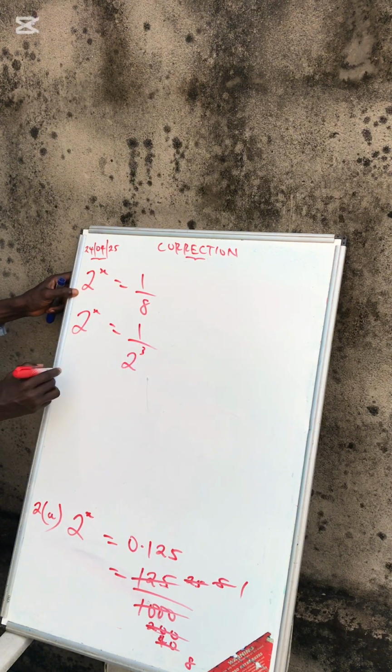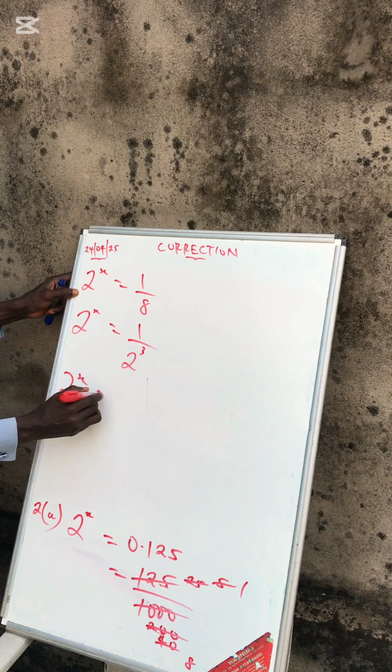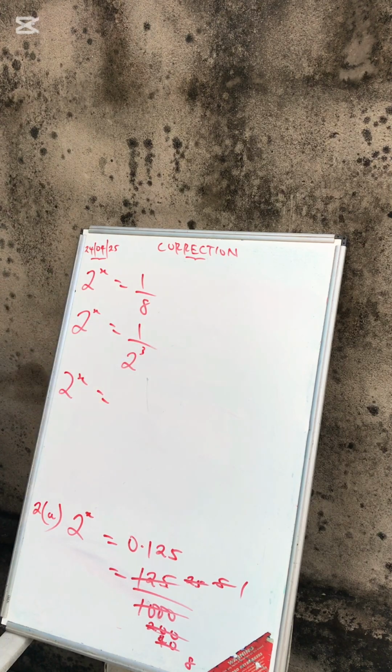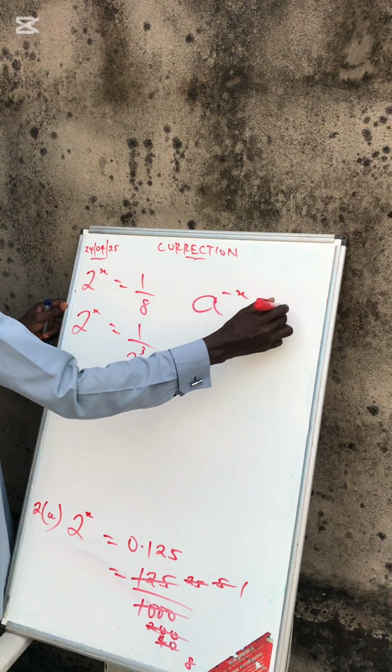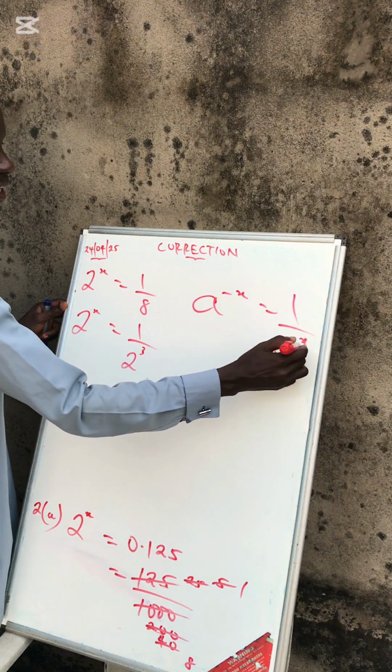Do you understand? And that means what? If I want to write this one in index form, what would it be? X is equal to 1 over 2 raised to the power 3. Index form. 2 times 2 times, there will be no fraction. Have you forgotten the rule that says a raised to the power minus x is 1 over a raised to the power x?